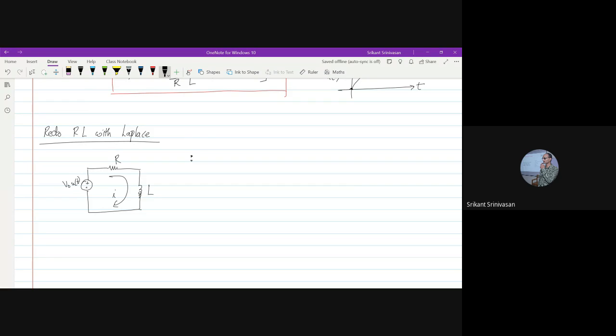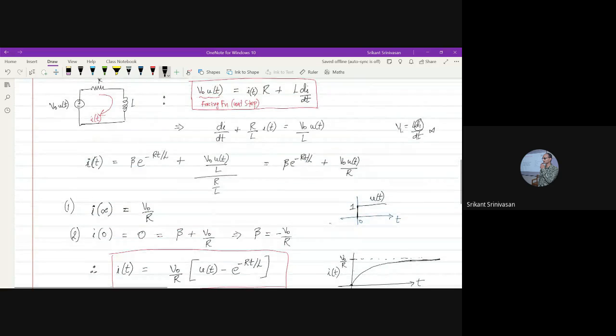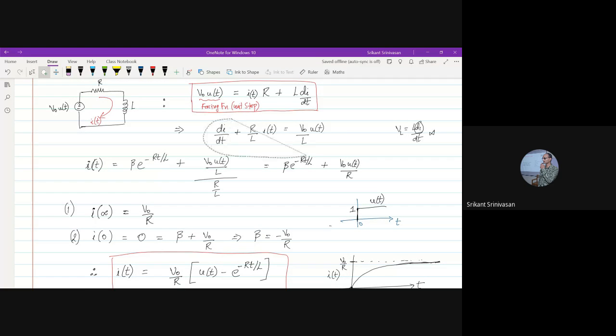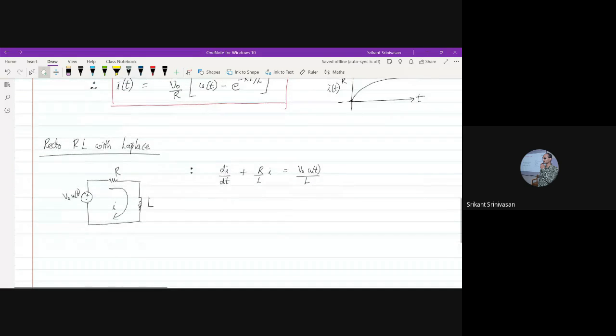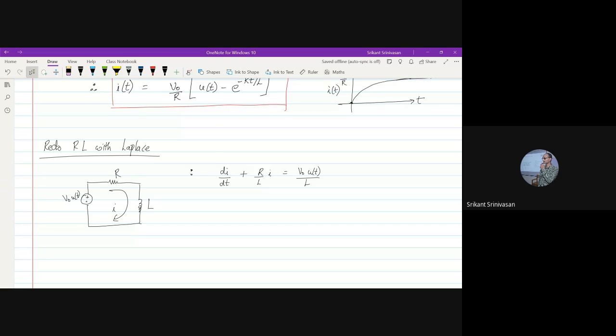We said that di by dt plus R over L times I is equal to V naught u of t divided by L, right? That's what we wrote on top. Yeah, here. So we wrote this equation. That's the differential equation describing the circuit. Now I'm going to take the Laplace transform. So let's apply the Laplace transform to this entire system.